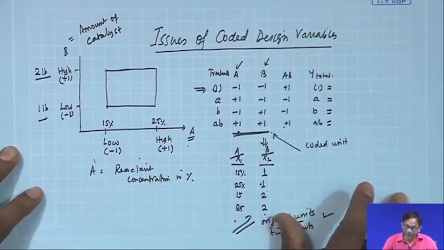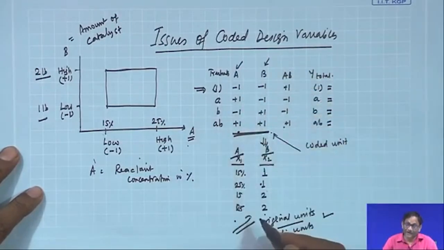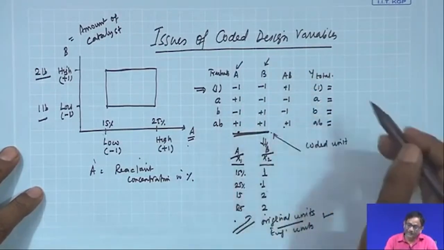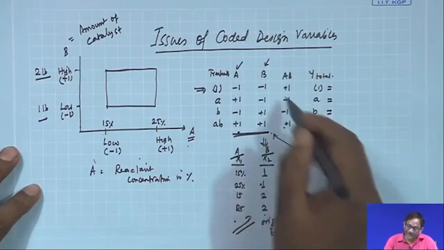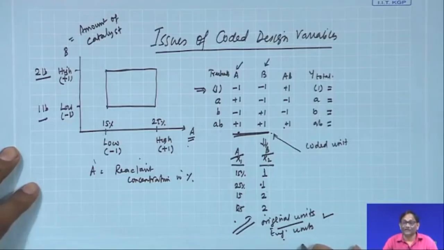And finally, is there a way that, even if your analysis is done using coded design variables, it can be converted to the original units or engineering units?